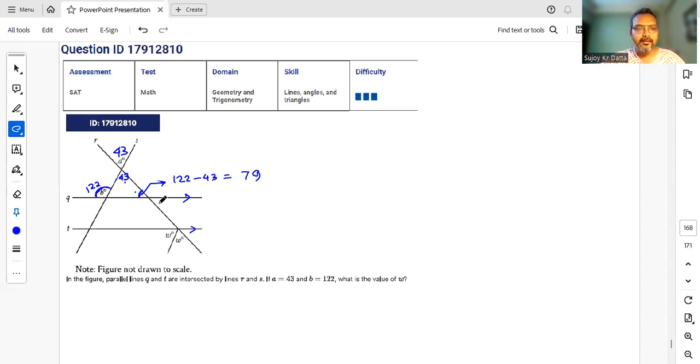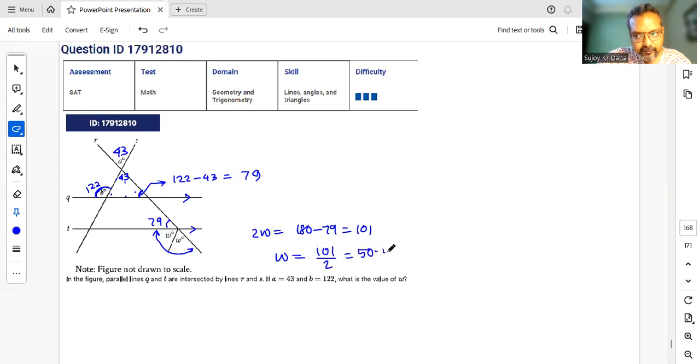So 79. Or you can figure this out and then do 180 minus those two, you'll get that 79. But because these are parallel, then this will also be 79, corresponding angles. That would make this angle 2W basically to be 180 minus 79. So that's 101. So W would be half of that. So that's 50.5.